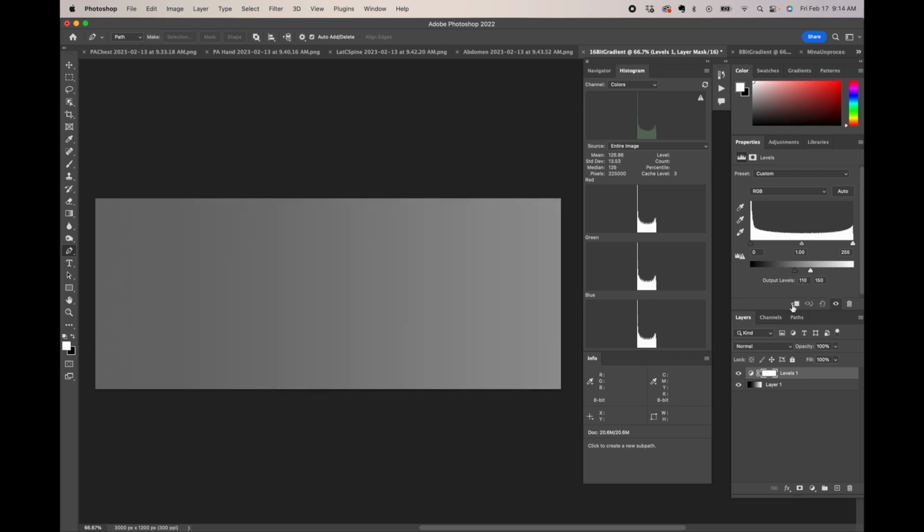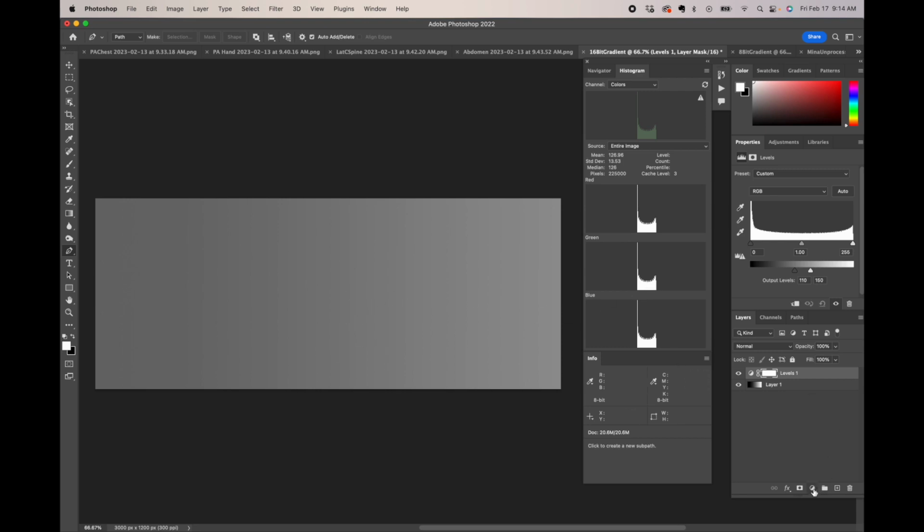There we go. And you see that now has taken our histogram and compressed everything to the center of it, where the data is only represented in the middle of the histogram, which is your middle grays. And if you look over here in the gradient I created, it's all middle gray. So what the histogram shows here matches what you have here visually.